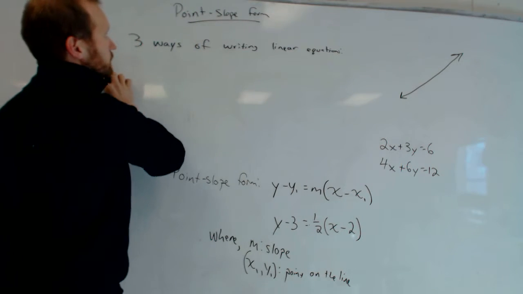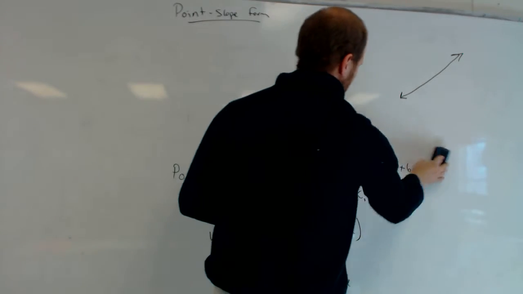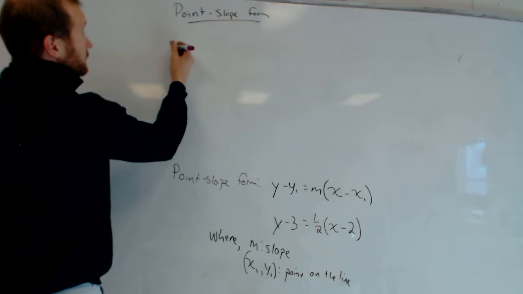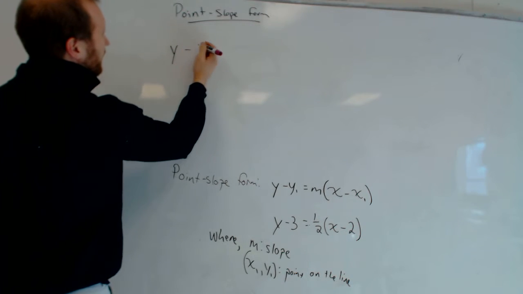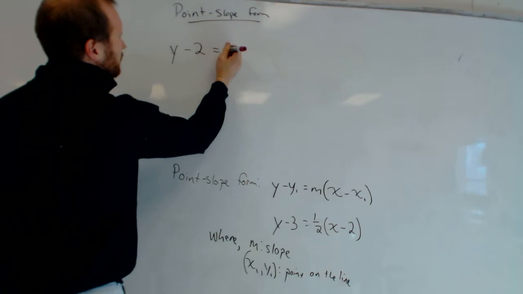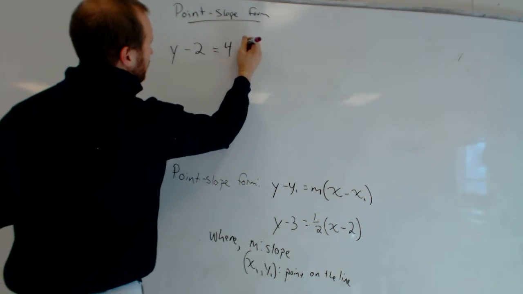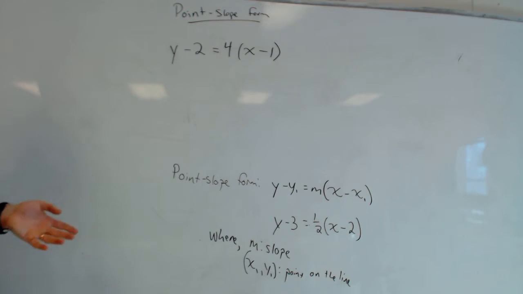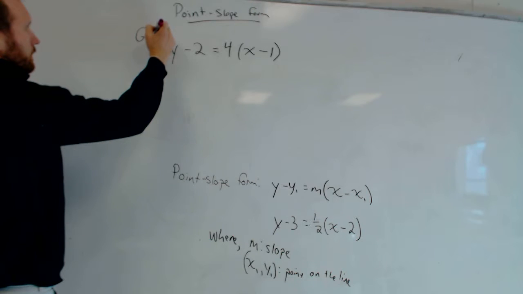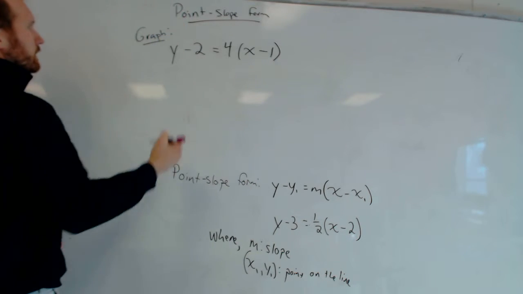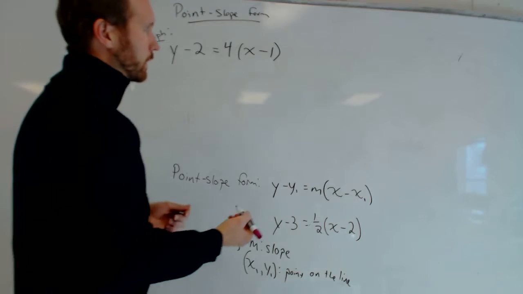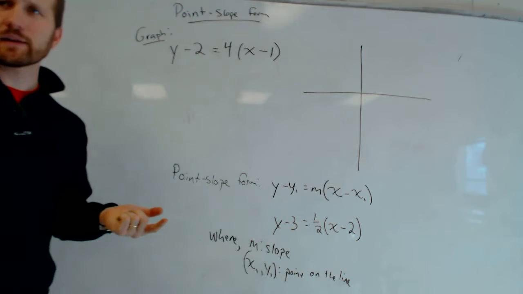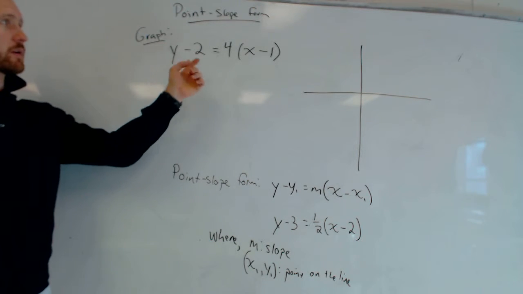So, let's say we have an equation like this. Y minus 2 equals 4 times (x minus 1). And I want you to sketch a graph of this. Graph this equation. The nice thing about this is, well, I don't know if it's nice or not, but you don't really have to do any math.